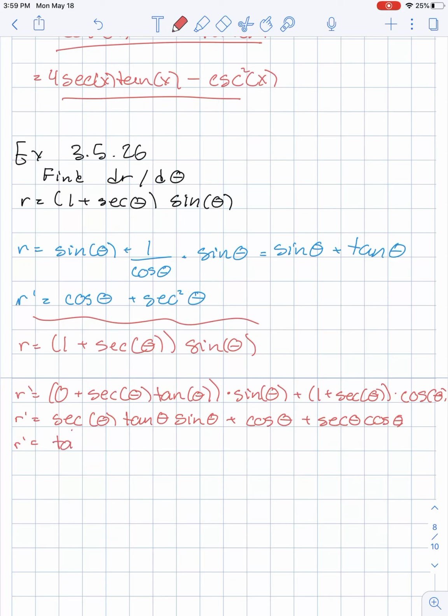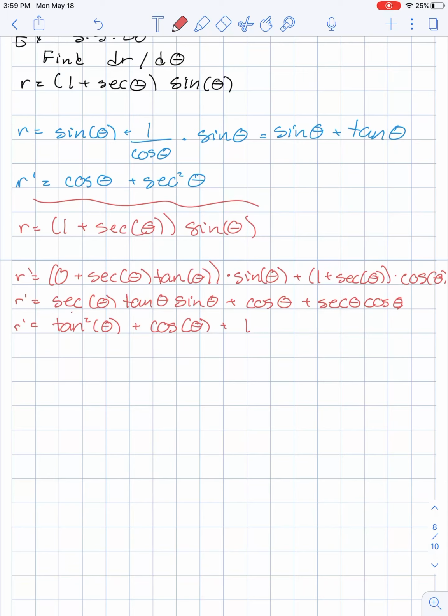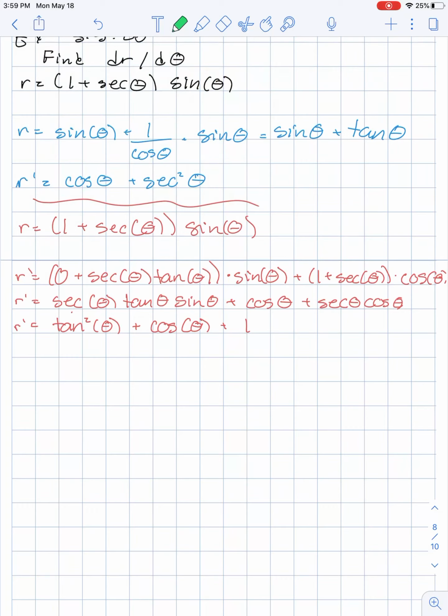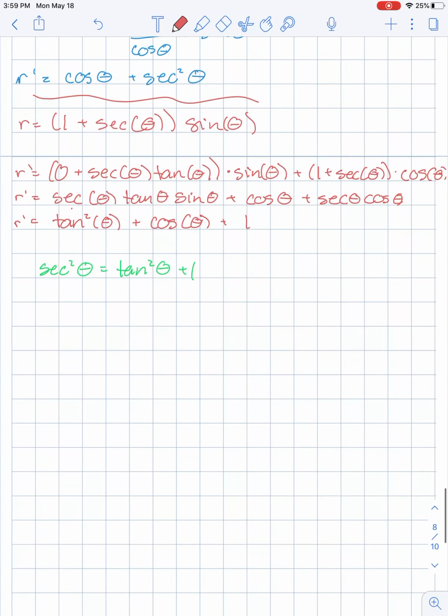Remember, secant is 1 over cosine, so secant theta times sine theta is going to give me tangent theta, so this is going to be tangent squared theta plus cosine of theta. Secant theta is just 1 over cosine, so secant times cosine is 1. Well, how do I have secant squared? I have plus 1 and I have tangent squared. Ooh, what is going on? You need to remember that one of our trig identities is that secant squared theta equals tan squared theta plus 1.